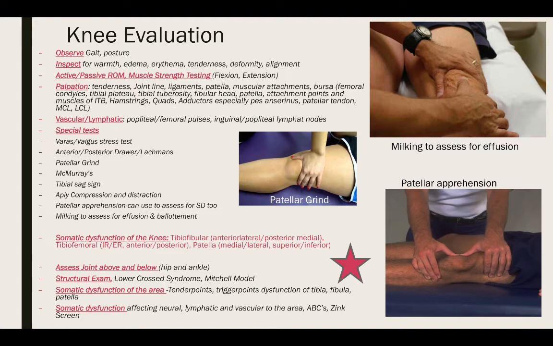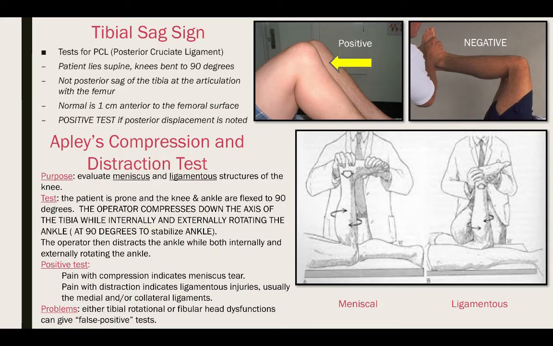So milking for effusion, ballottement, looking for edema, patellar grind, where you're pressing down on that patella and then having them contract their quads, which I feel like never feels good, even if you don't have an issue. And then patellar apprehension, pushing that patella to either side and seeing if that makes people crazy. Tibial sag sign: you can see the positive one, the tibia is sagging posteriorly, which tests for the posterior cruciate ligament. And you can see where it's negative, there's a nice straight line there. So that's an important sign.